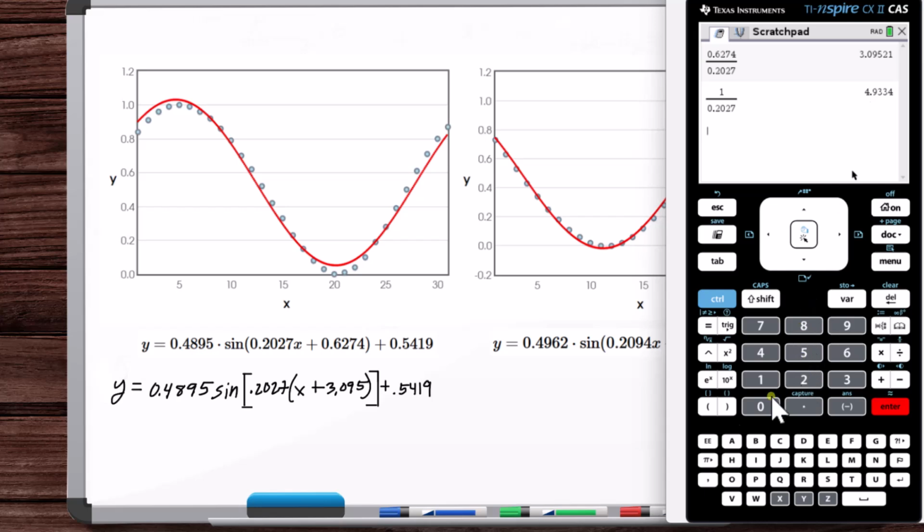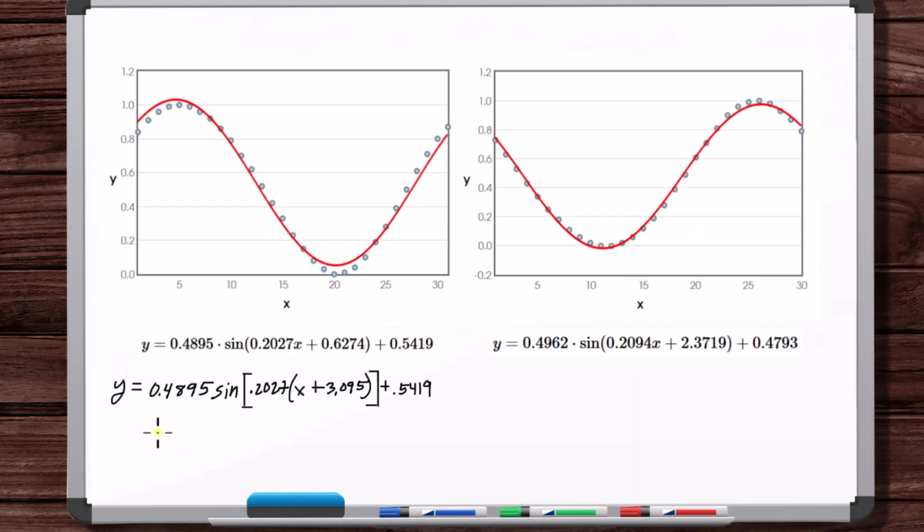So 2 pi times this, about 31, and that makes sense. That's the period here, right? It's 1 month. So P is 31, approximately 31 days, right?